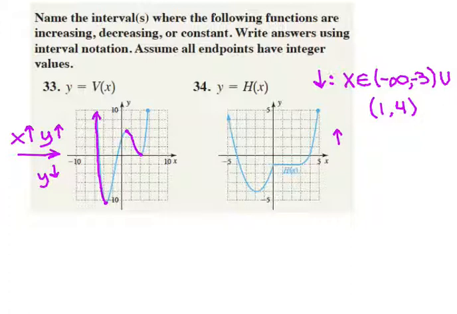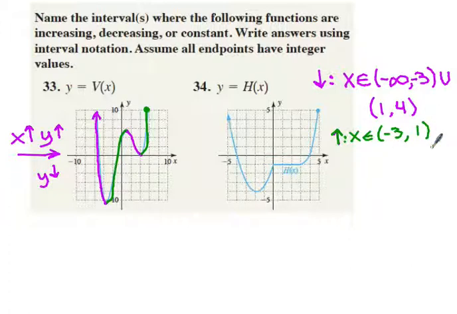Our increasing moments we could look at. Let's use green for that. We're increasing here and here. And that has an endpoint on it, not an arrow. So we have x as an element from -3 up to +1.